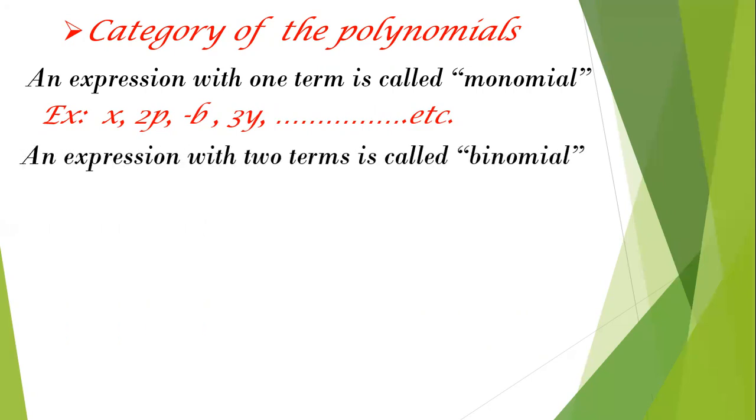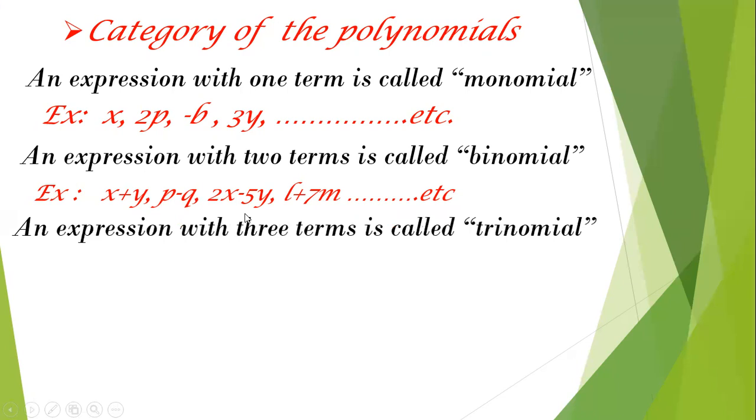So next, an expression with two terms is called a binomial. So I will give some examples for this also, which are x plus y, p minus q, 2x minus 5y, l plus 7. Here observe, the x is one term, the y is another term. So these two are added with the positive sign, and p, q. So this total polynomial has two terms.